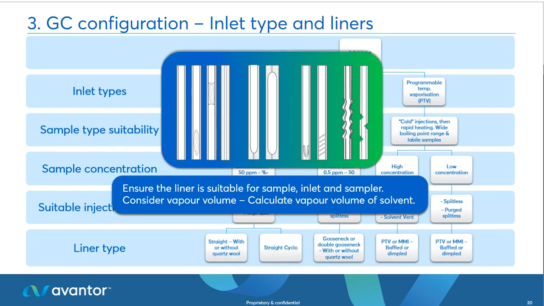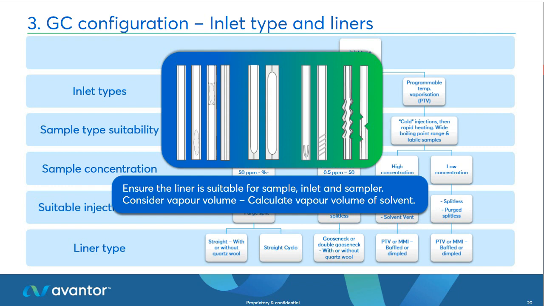So when we're looking at the liner types for the split, splitless and PTV inlets, you can see that there's straight liners, straight cyclo, gooseneck or double gooseneck. We've got then PTV or MMI specific liners that are baffled and dimpled. So for each inlet, and then for a lot of injection modes and injection types, and then types of samples, liners are different. So this is why understanding the type of inlet you have then leads you to understand the type of samples you can introduce.